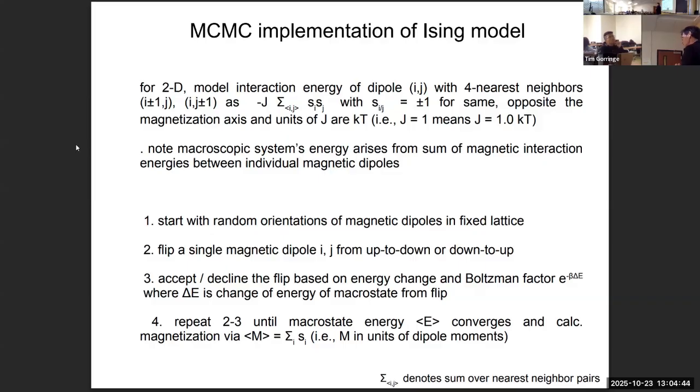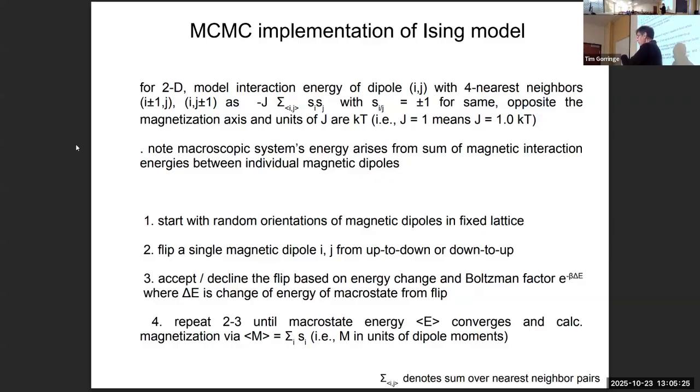More like the magnetic moment of the dipoles. I don't know, I guess I don't understand what J is. So maybe what J is will become clearer when I implement the Boltzmann factor. But if I make J bigger, that's saying that there's a larger interaction energy between the two dipoles. If I make J smaller, there's a smaller interaction energy. If I make J 0, there's no interaction energy between the dipoles.